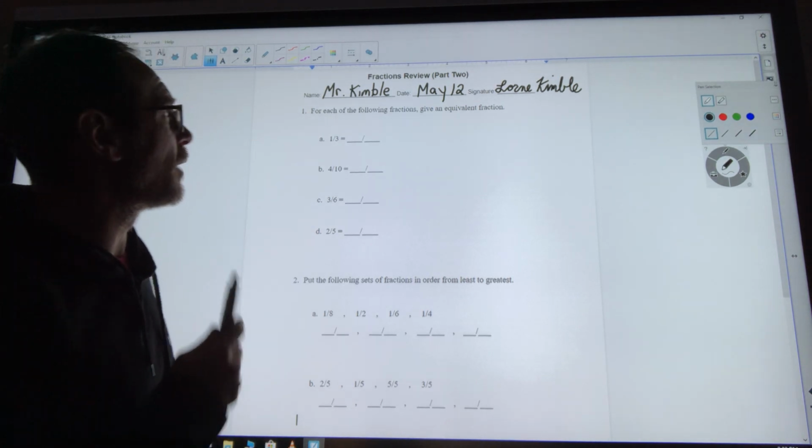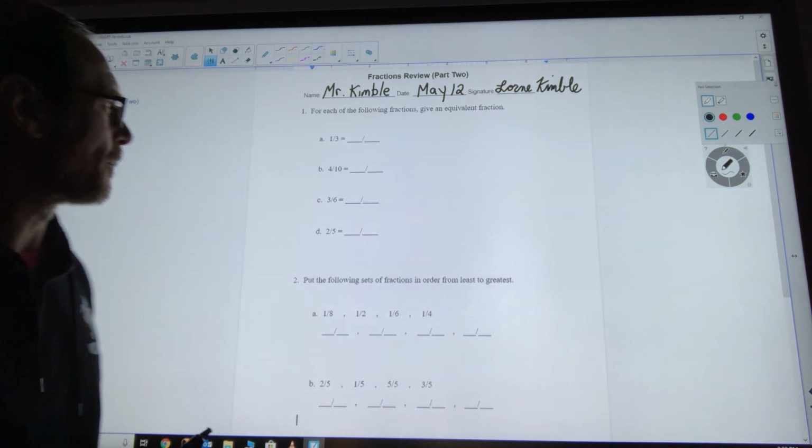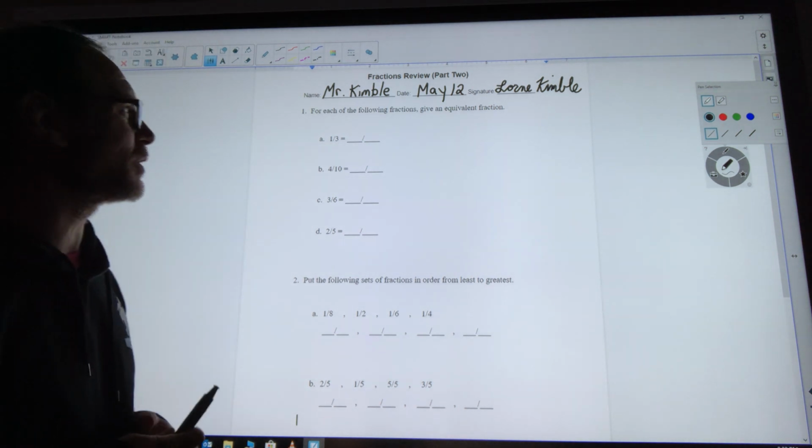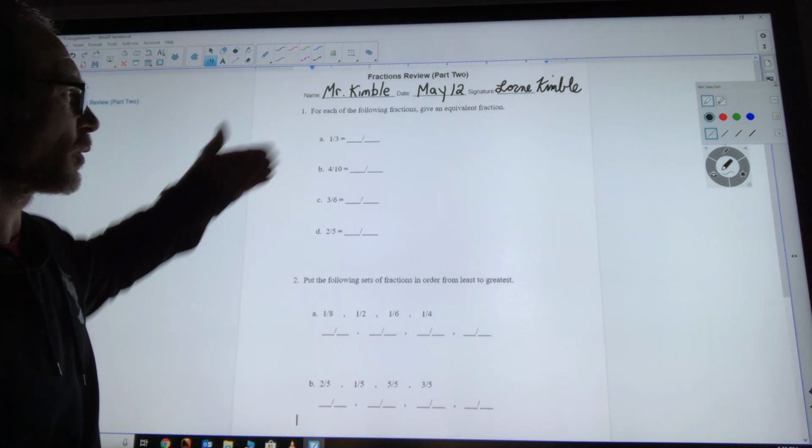All right, guys, I'm going to review our fractions review assignment part 2 now. The first question asked you to give an equivalent fraction for each of these fractions. So the first one was 1/3.